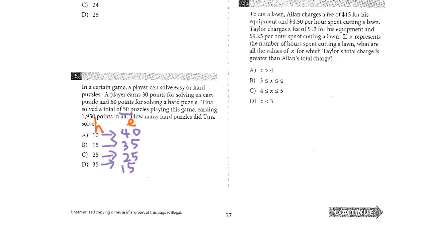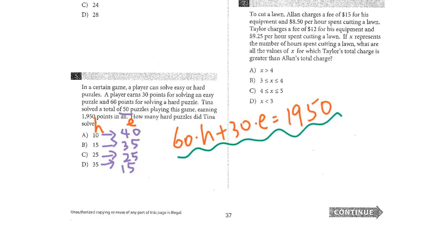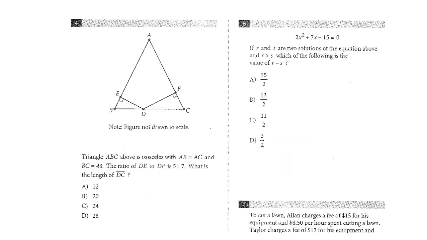Then for the hard ones, you will get 60 points times the hard ones, plus 30 points times the easy ones. You are supposed to get 1,950 points. Then just check when you plug in over here which one satisfies this equation, and that will be your answer. So when you plug in H equals 15 and E equals 35, you will get this answer. So B will be the answer.